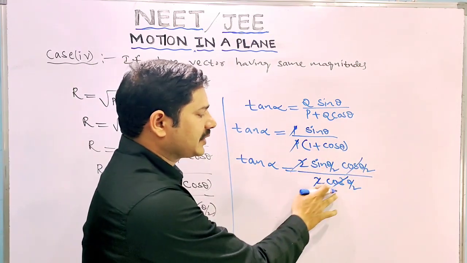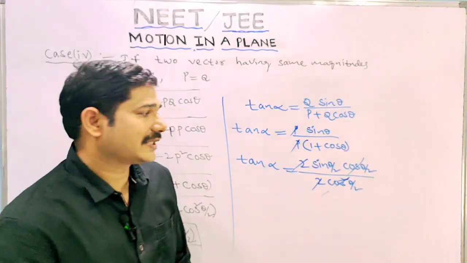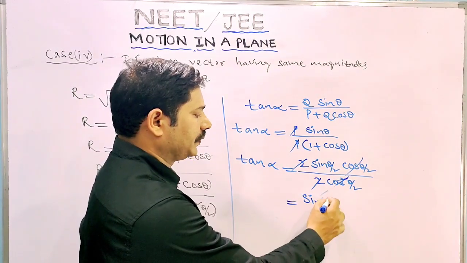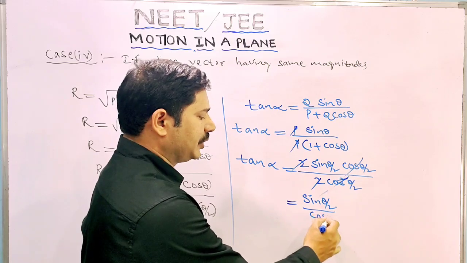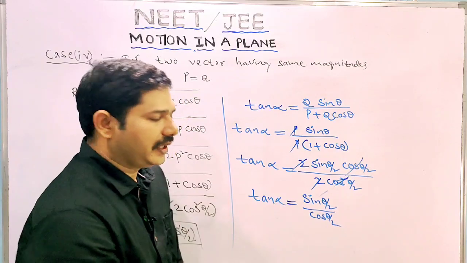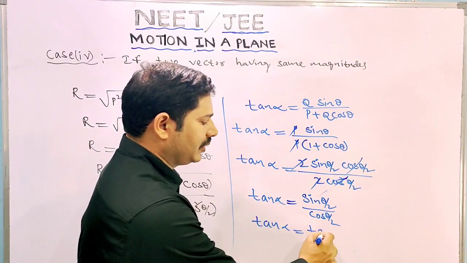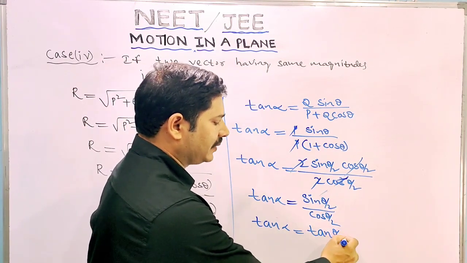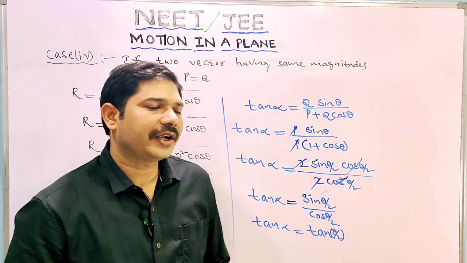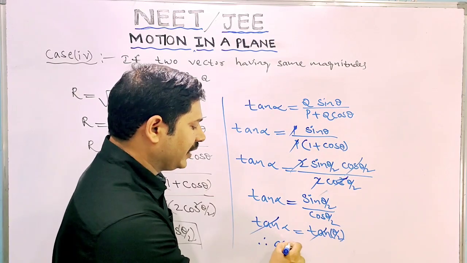In cos square theta by 2, one cos theta by 2 gets cancelled. Remaining is what? Sin theta by 2 by cos theta by 2. Here, tan alpha equal to sin theta by 2 by cos theta by 2, which is what? Tan theta by 2. Sin by cos is tan. Now on both sides tan gets cancelled. Therefore, alpha equal to what?